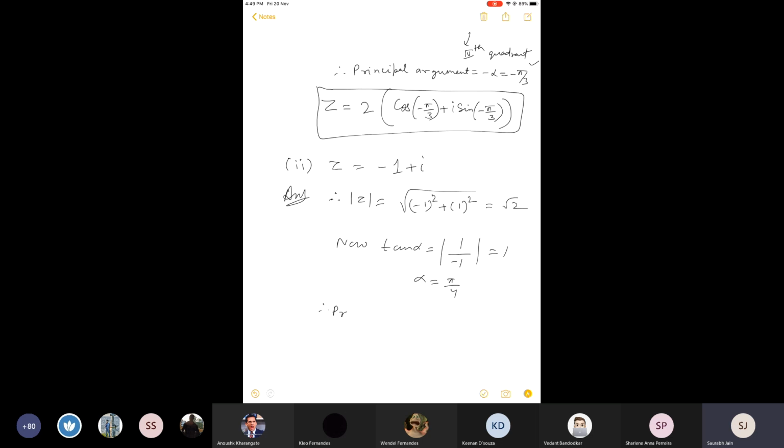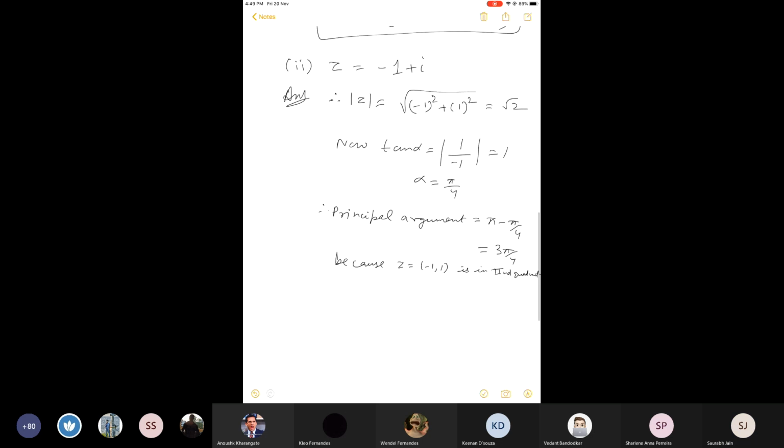Now, can anyone tell me what will be the principal argument? It is in which quadrant? So 3 pi by 4. Yes, correct. 3 pi by 4. Why? Because answer will be pi minus alpha, or 3 pi by 4, because Z, which is actually the point minus 1 comma 1, is in second quadrant, and in second quadrant argument is pi minus alpha. So finally, Z is mod Z cos 3 pi by 4 plus iota sine 3 pi by 4.